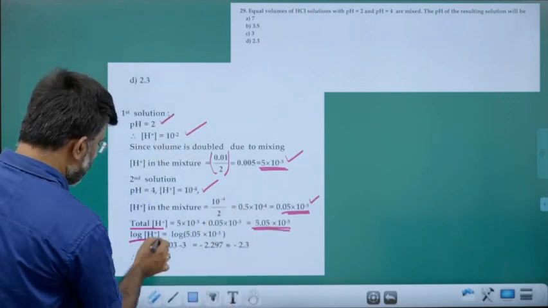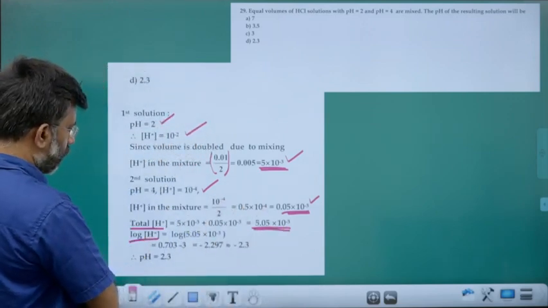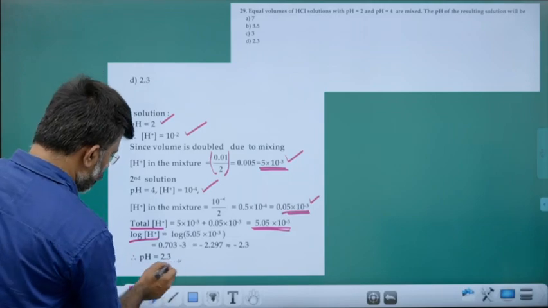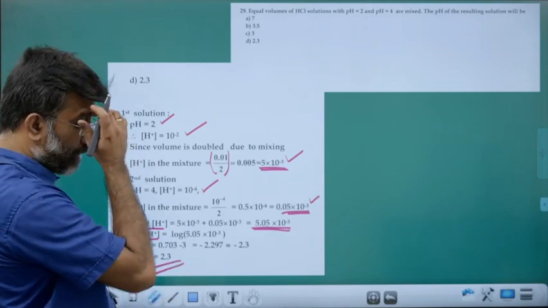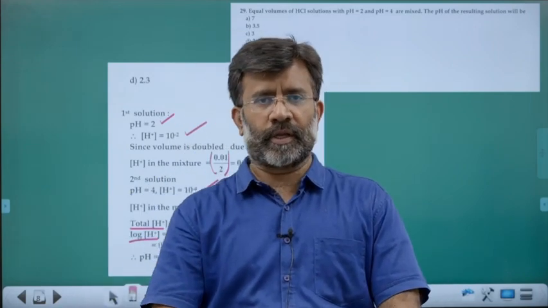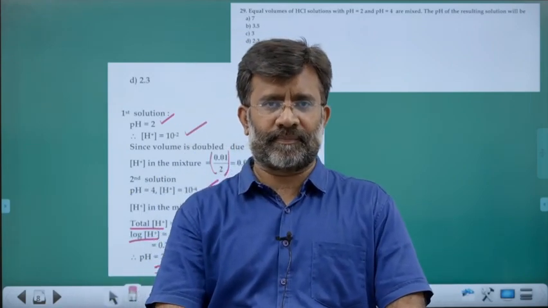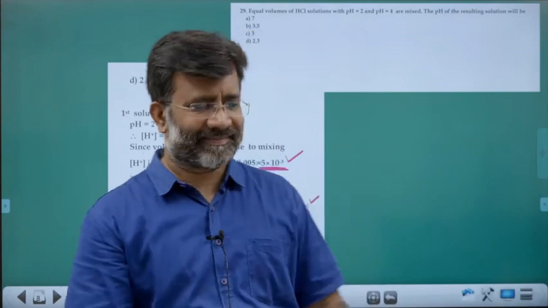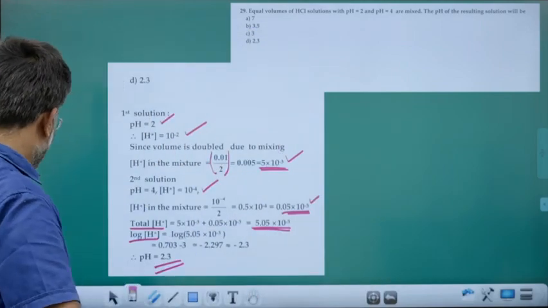Now take the negative log of that. You will get a value 2.3. You must practice doing log, anti-log, etc. Okay. Next.